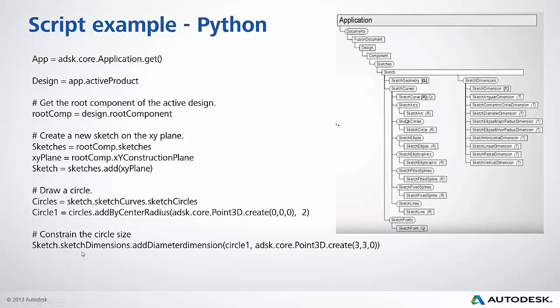So once I've done that, I then want to constrain it by adding a dimension inside the sketch. So then I will do sketch dimensions, add diameter dimension, tell it the sketch entity I want to assign it to, and then this actually is where it will put the dimension text at this point in your sketch.